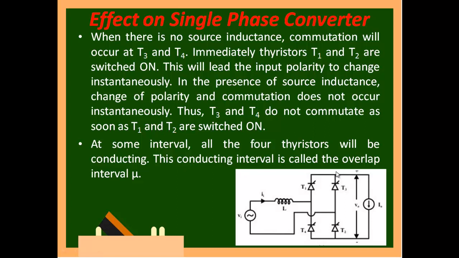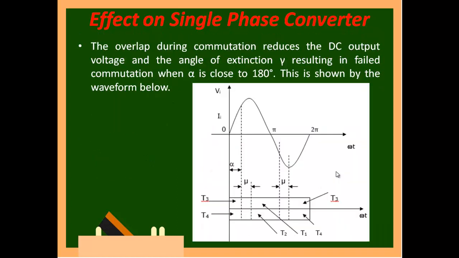Okay, two more questions they can ask. What is called the overlap interval? Then you have to say it is the interval at which all four thyristors, T1, T2, T3 and T4, are in conducting state. So if this happens, this is what we mean by the region of mu.